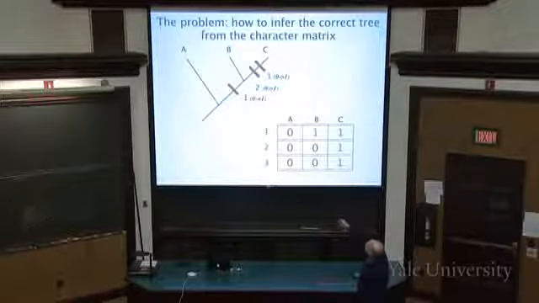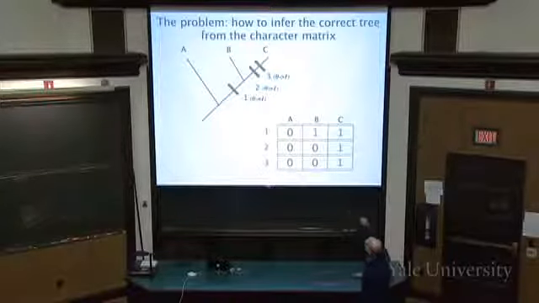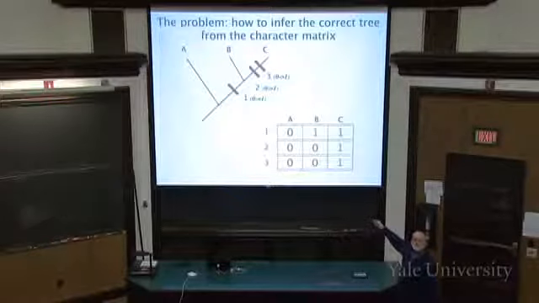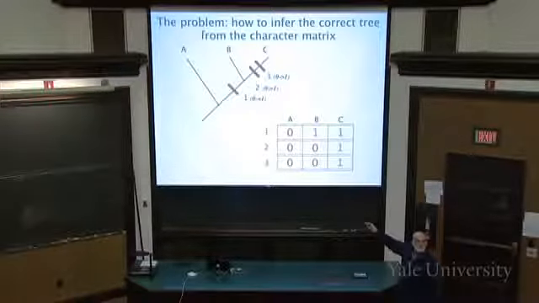So when 1 went from ancestral to derived, it changed here in both B and C. And when 2 went from, and 3 went from ancestral to derived, it changed only in C. So can you see how the tree relates to the matrix? Okay? Any question about that at this point? I've made the simplest one I could.